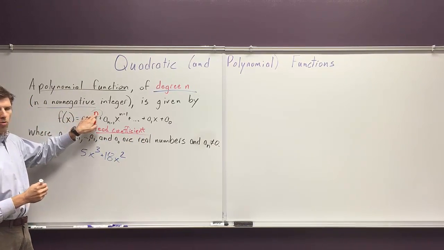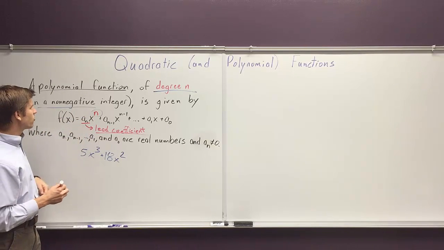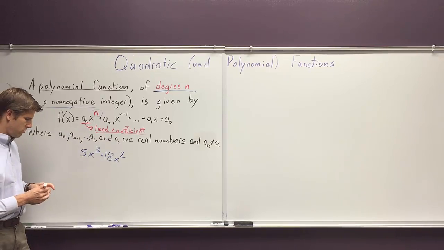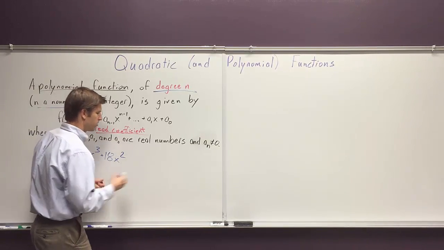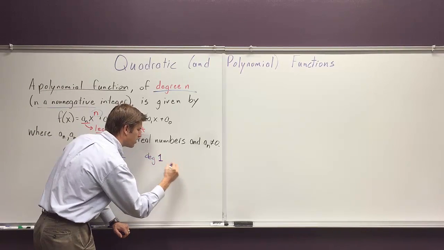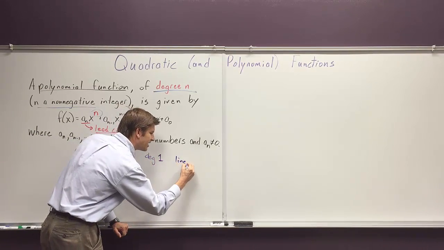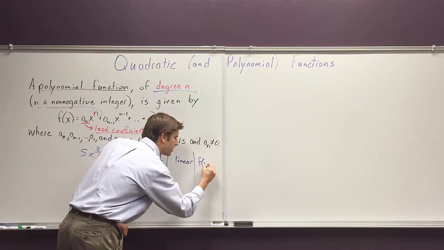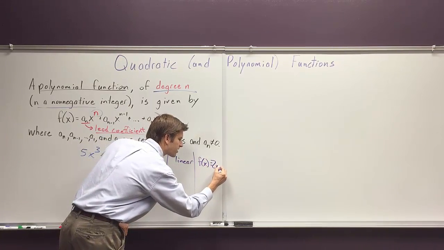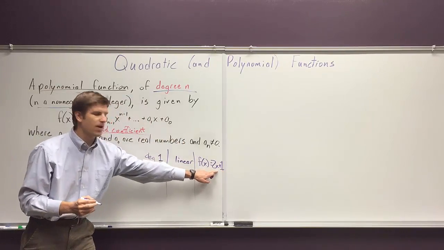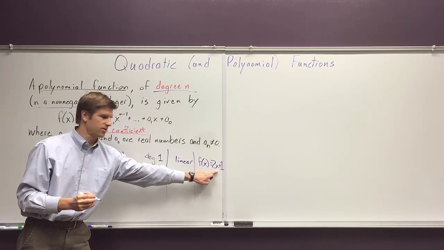Now we have a whole bunch of different kinds of polynomials and we talk about them by the degree. A degree 1 polynomial is called linear, okay? And an example of that might be something like f of x equals 2x plus 1. Can you see that the highest power of x that appears there is x to the 1?